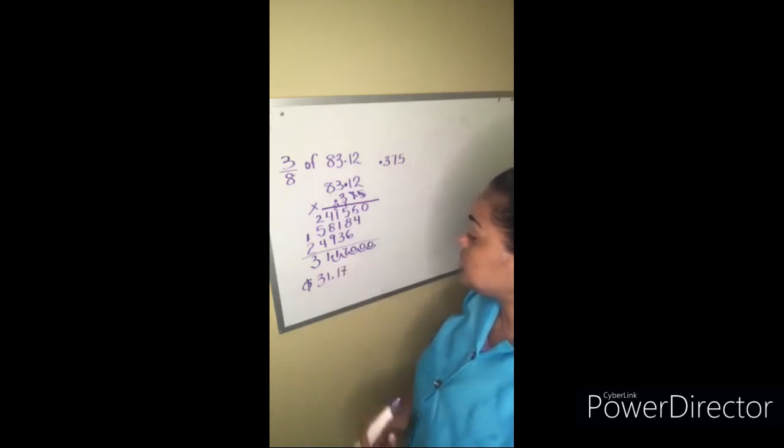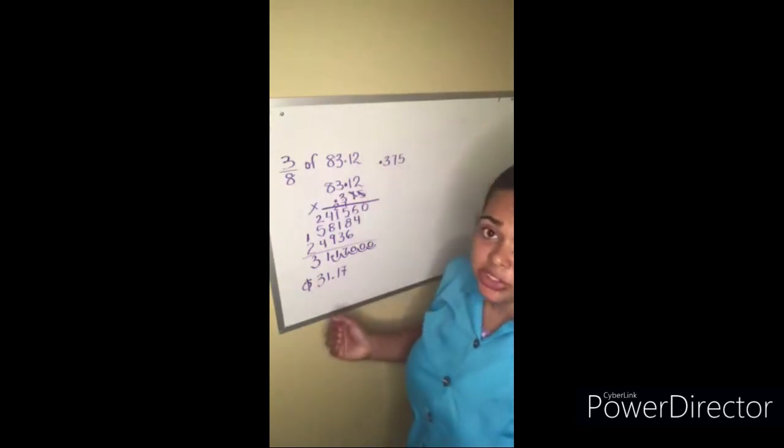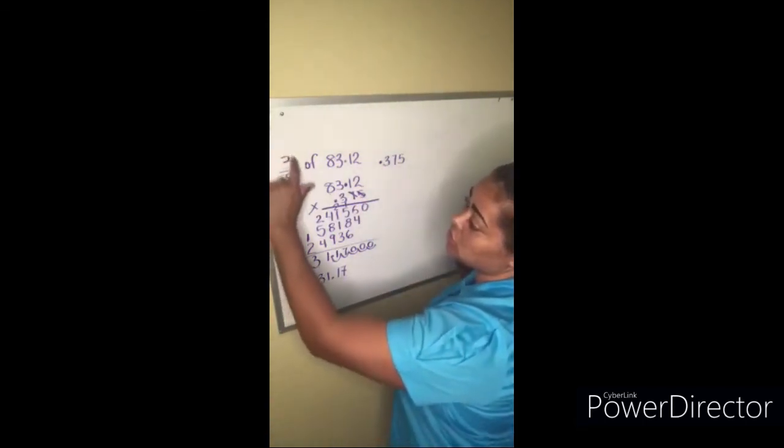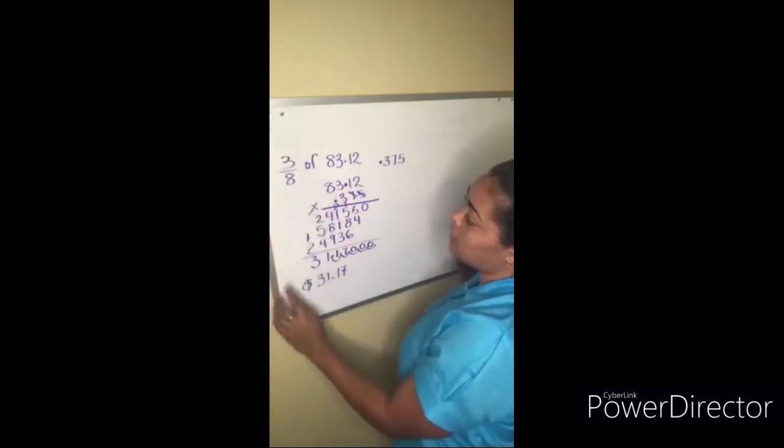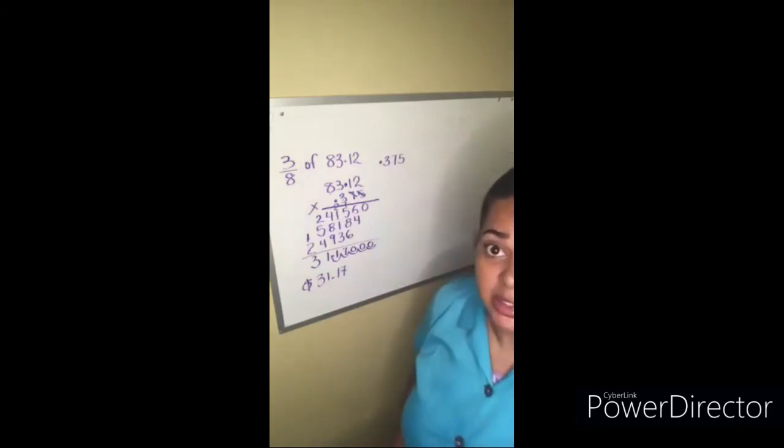$31.17. Alright? So sometimes this way is easier. We just need to change this into a decimal and then we multiply it by the amount of money. Alright?